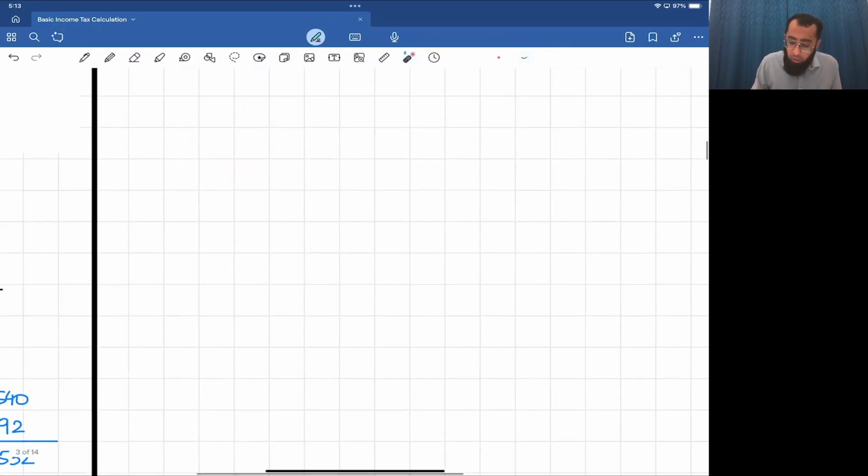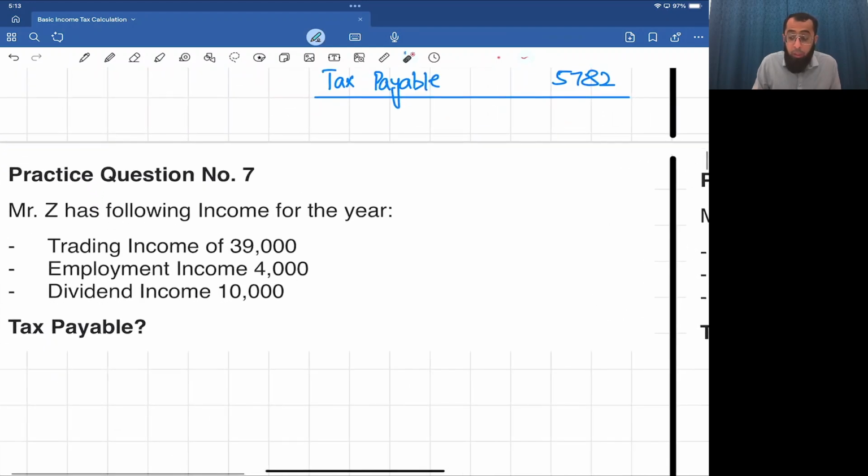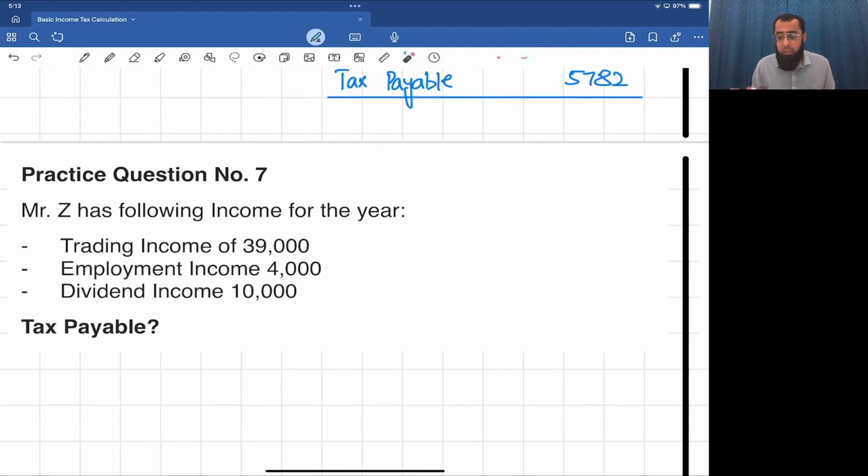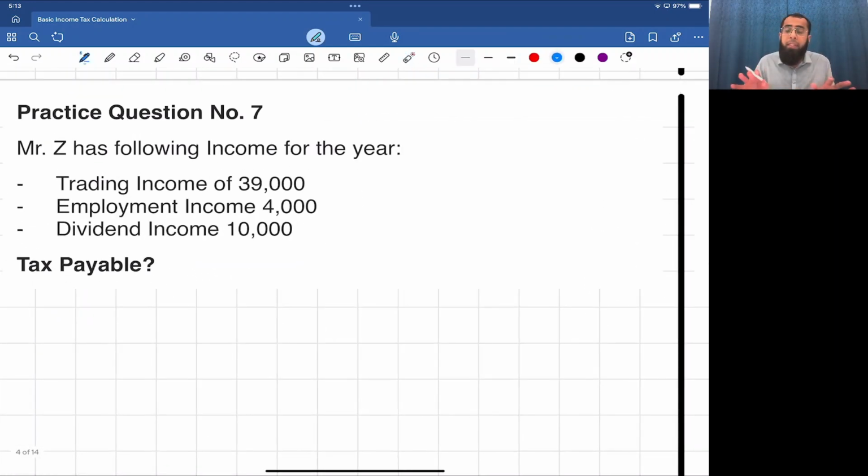Let's apply this concept on the practice questions. We'll be doing 3 practice questions in this regard. And believe me, it will be very easy. So don't worry, don't take any stress. Just listen to me carefully.